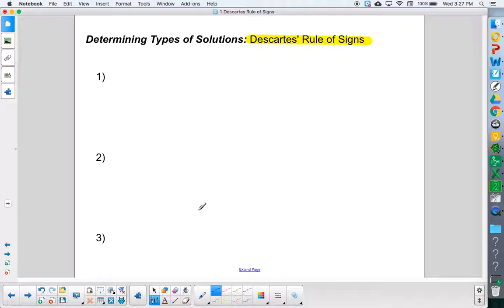But he came up with this way of determining the types of solutions that a polynomial equation will have. And by types of solutions, we mean that they're going to be positive real solutions, negative real solutions, or imaginary solutions. So those are our 3 categories. So we're going to look into the number of positive real solutions, number of negative real solutions, and the number of imaginary solutions.